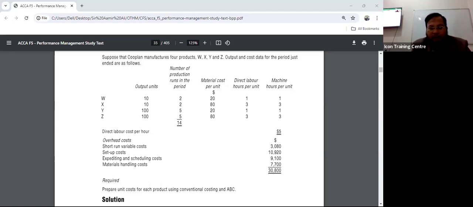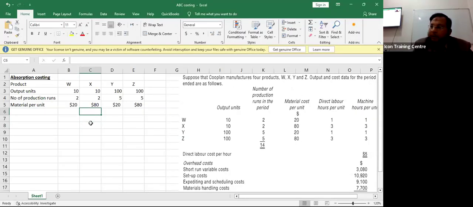Then we have material per unit, in dollars: $20, then $80, then $20, and then $80, right? Okay, guys, any problem? We are just listing all the data.